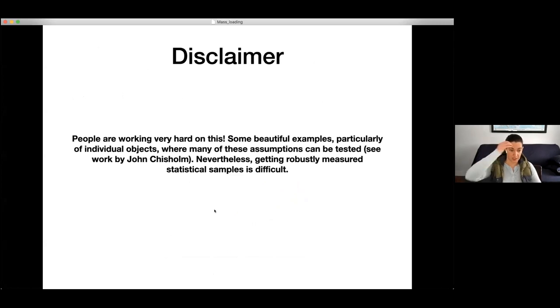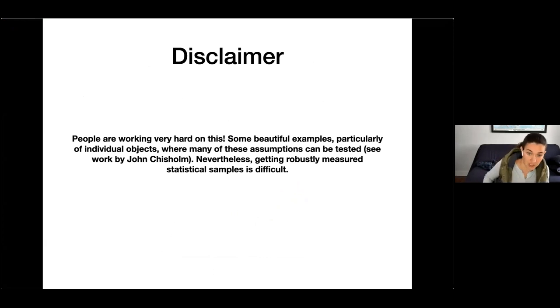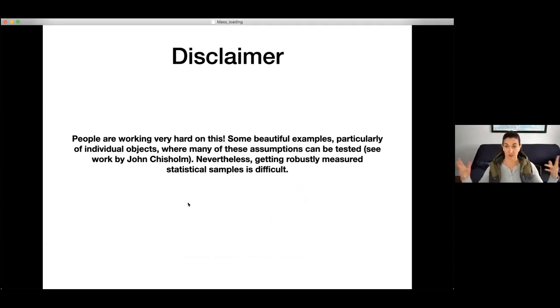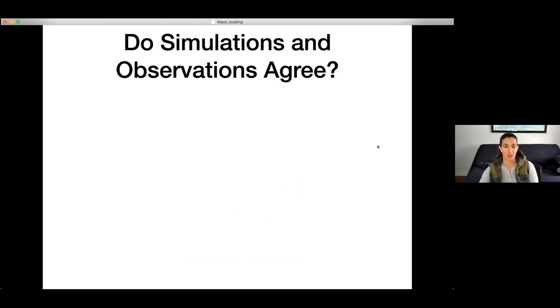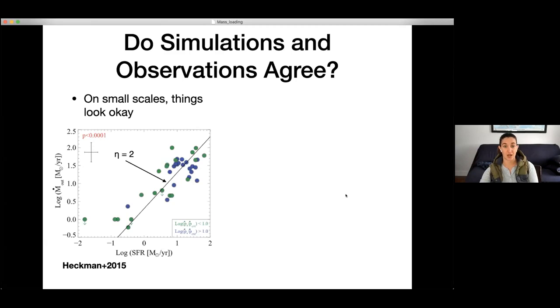I also want to throw in a disclaimer here that observers are working really hard on this, and there are some really beautiful examples, particularly of individual objects, where a lot of these assumptions can be tested directly. I want to call out some work by John Chisholm. He's been doing a really nice job of this. Nevertheless, getting robustly measured mass outflow rates for statistical samples, which is what we really need, is still a big challenge.